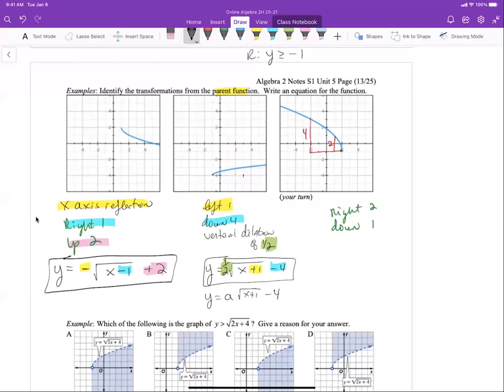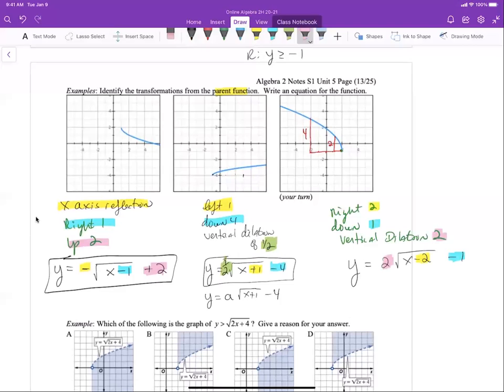So I have a vertical dilation of 2. And so what does that equation look like now? I have 2 square root of x minus 2 and minus 1. And so right 2, -2, down 1, -1, vertical dilation of 2, 2. And I have no reflections.